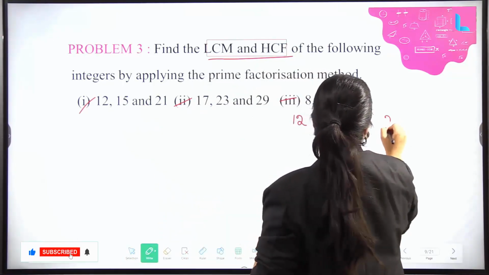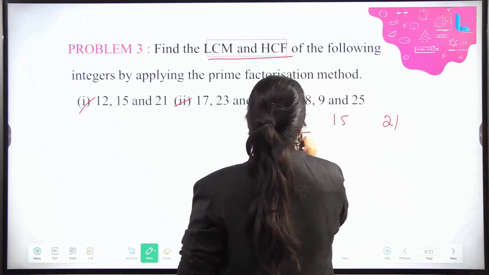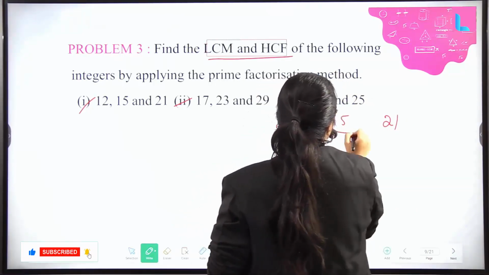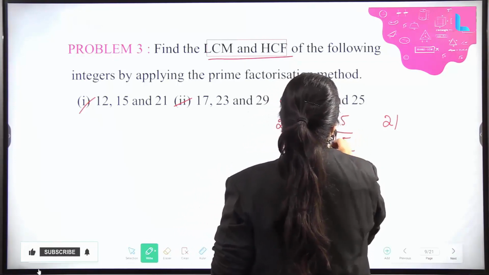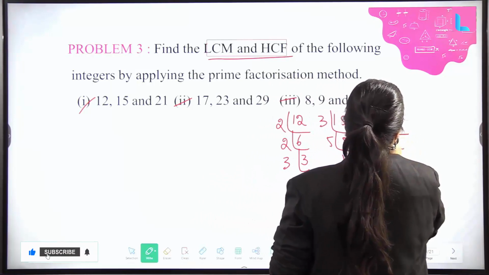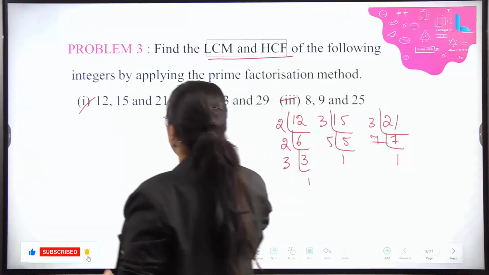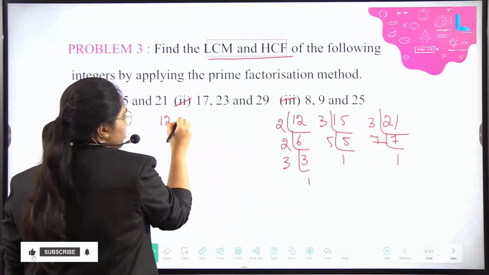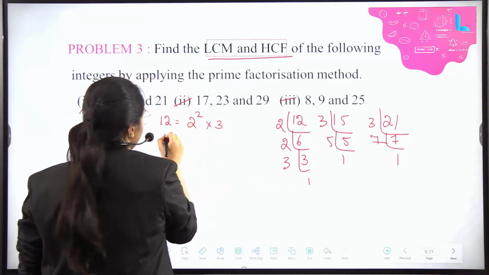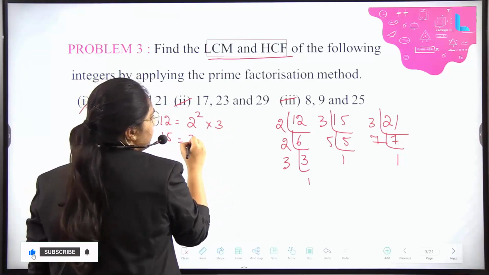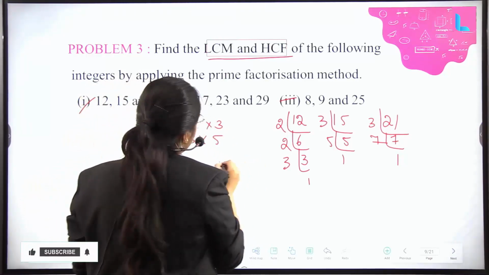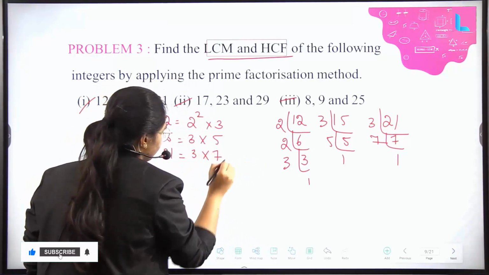12, 15, 21. 2 six times, 2 three times, 3 one time, 3 five times, 5 one time, 3 seven times, 7 one time. So 12 can be written as 2 square into 3, 15 can be written as 3 into 5, 21 can be written as 3 into 7.